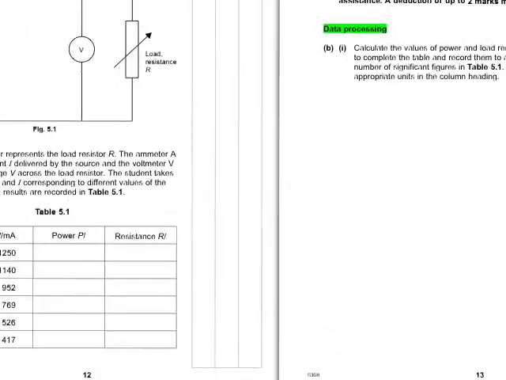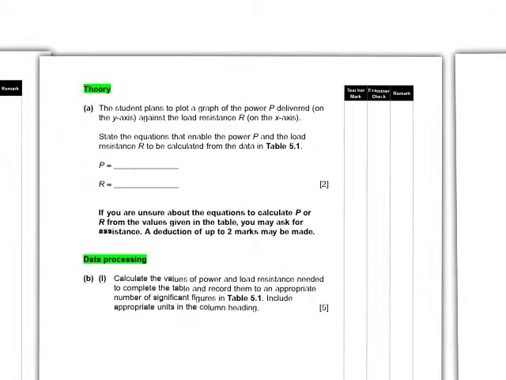So let's look now at what we're being asked. Our theory, the student plans to plot a graph of power delivered on the y-axis against the load resistance R on the x-axis. State the equations that enable the power P and the load resistance R to be calculated from the data in table 5.1. Bit of factual recall needed here. So P is equal to I times V, and R is equal to V divided by I.